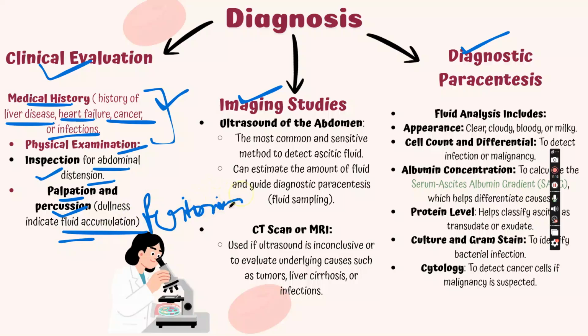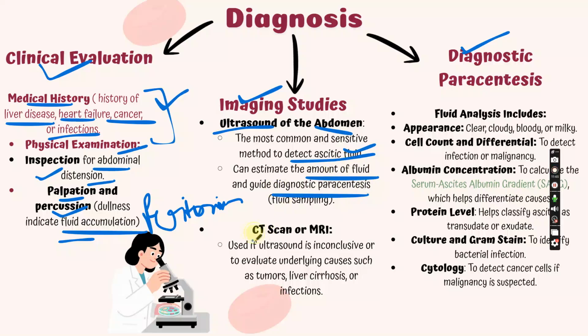Okay. So next is imaging studies. In imaging studies, we'll do an ultrasound of the abdomen. The main reason for ultrasound is to detect ascites fluid. We will observe the amount of the fluid, and it is also necessary for the diagnostic paracentesis, to guide it according to the amount of the fluid.